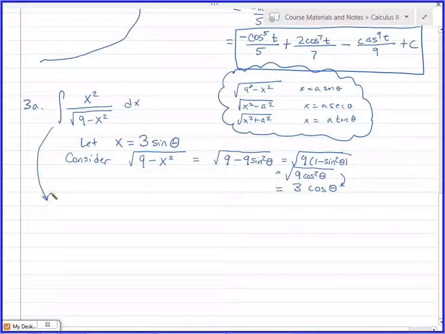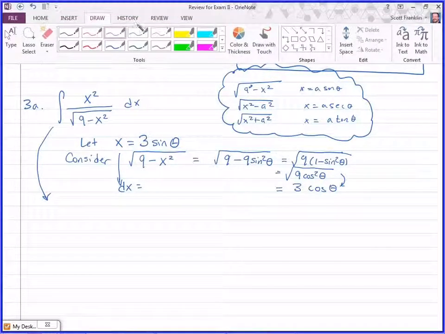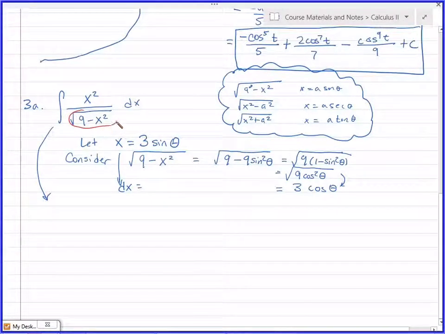Now, if I plug in what I've got here, let's see. First of all, I need to know what dx is, because I know how to replace this, and then how do I replace that? Well, I have to find dx, and that's just a matter of taking the derivative. The derivative of sine is cosine, so 3 cosine theta d theta.